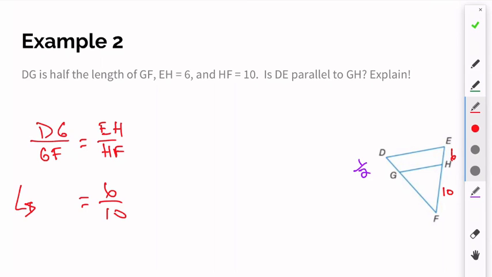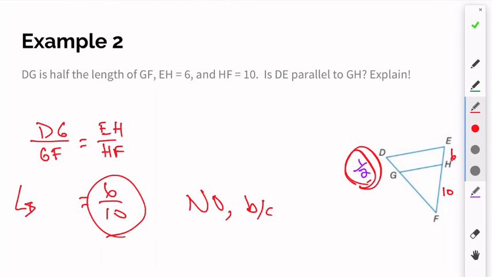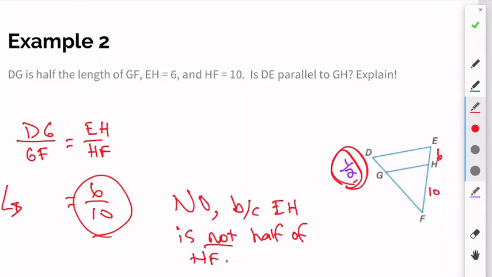Okay? So, is 6 half of 10? This is actually a pretty easy one because they told us it has to be half, so we know what proportion we're looking for. We're looking for a half. Well, is 6/10 the same as 1/2? Is 6 ever going to be half of 10? The answer to that is no. So our answer is no, and it's because EH is not half of HF. And that's it.